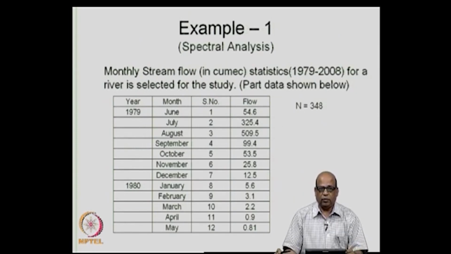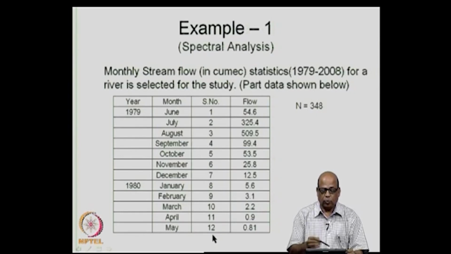So, we will continue with the example that we were discussing in the last class. We are considering the monthly stream flow, which is given in QMEX. These are available for 1979 to 2008, so there are a total of 348 values. Only a few values are shown here, just to give you an idea of how the time series is arranged. For example, June, July, August, etc., it keeps on going until May of the next year, and we have the corresponding flows. Like this, 1 to 12, it keeps going until n is equal to 348.